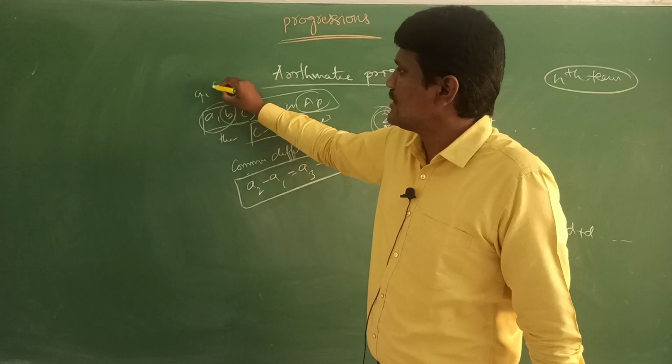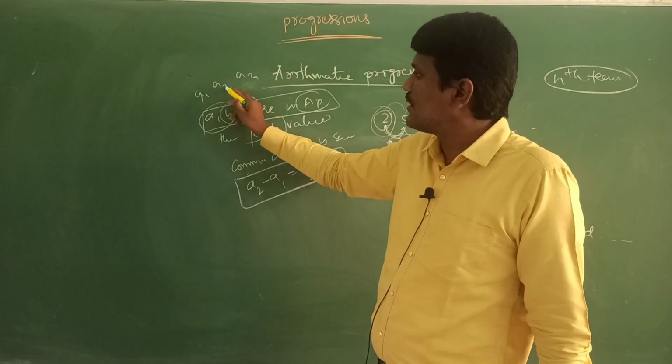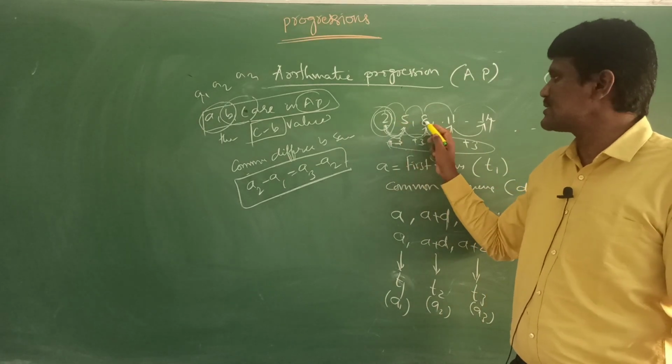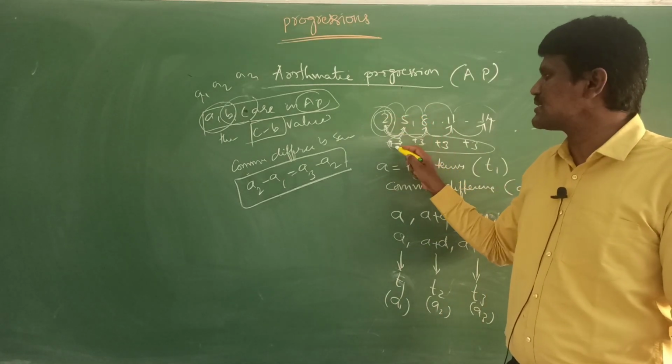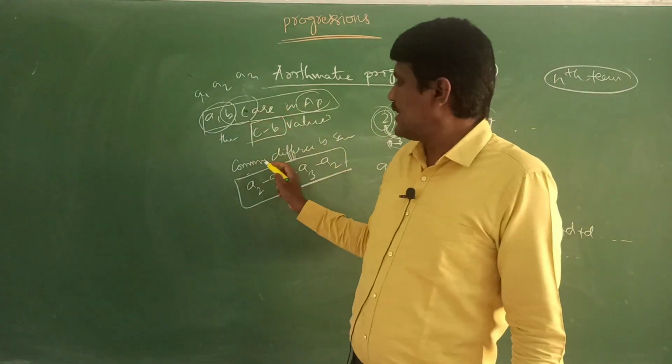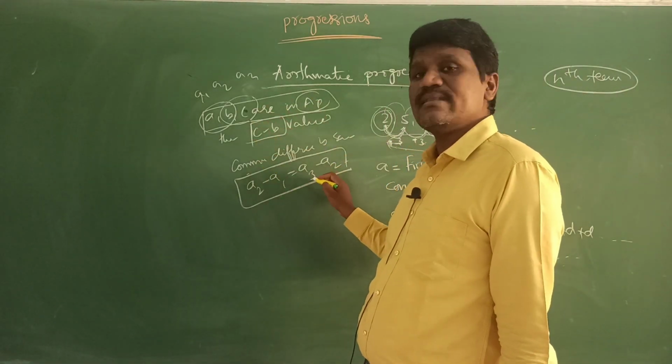So this is A1, this is A2, this is A3. A2 minus A1, B minus A. Here if you observe 5 minus 2, next 8 minus 5. 5 minus 2 is 3, 8 minus 5 is 3, 11 minus 8 is 3. Same way, A2 minus A1 is equal to A3 minus A2.